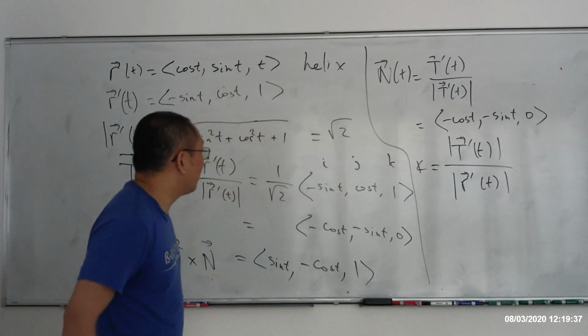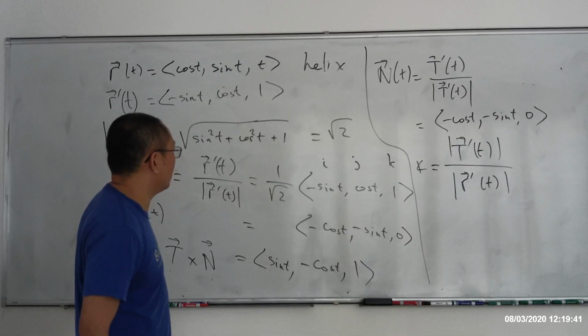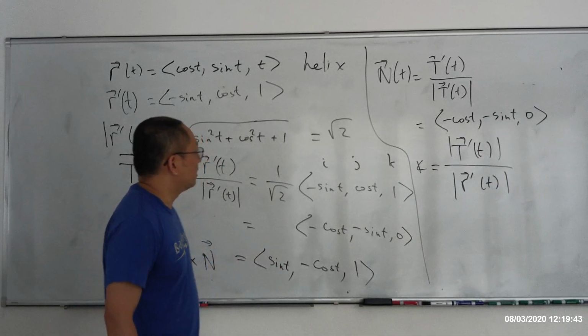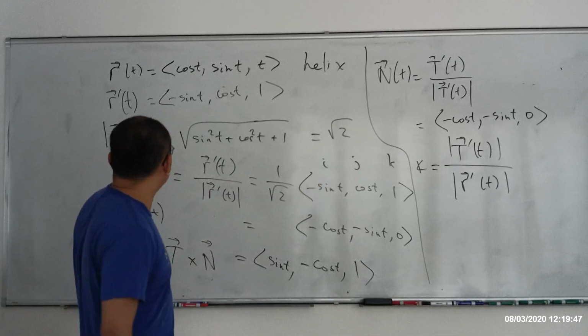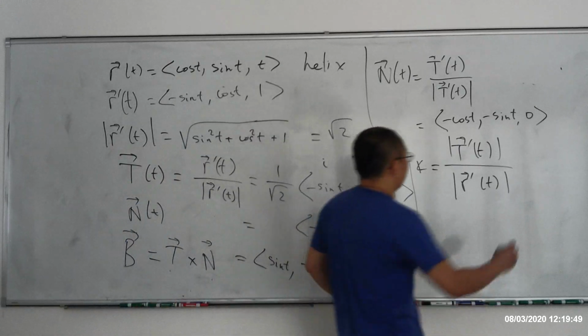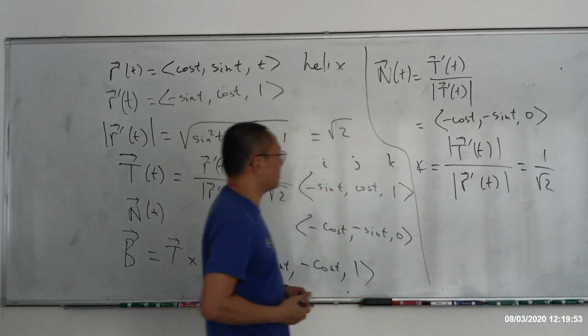Yeah. And what is T prime? Oh boy, I just erased it. T prime magnitude was 1, right? Okay, and then r prime is 1 over square root of 2, so this is 1 over square root of 2. So the curvature of that thing is a constant.